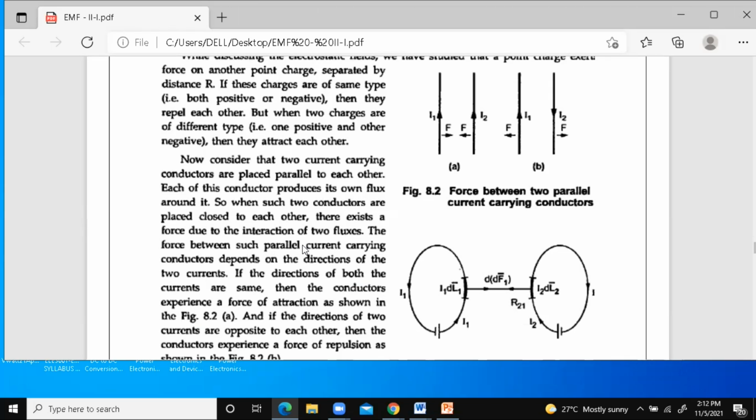The force between such parallel current carrying conductors depends on the direction of the 2 currents. If the direction of both the currents is the same, then the conductors experience a force of attraction as shown in A. So in A, they produce a force of attraction. If the directions of the two currents are opposite to each other, then the conductors experience a force of repulsion as shown in B.